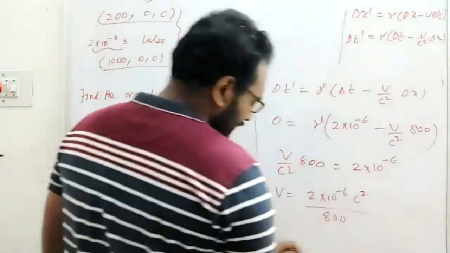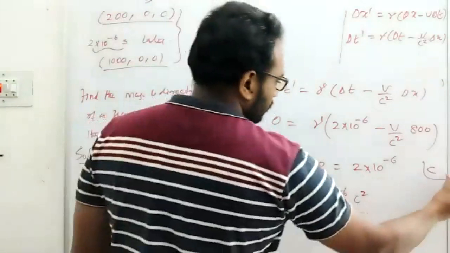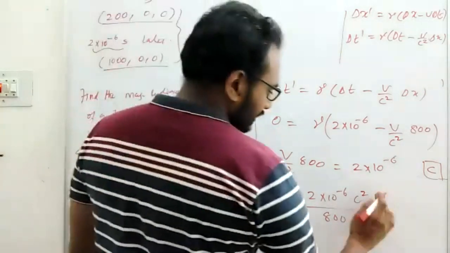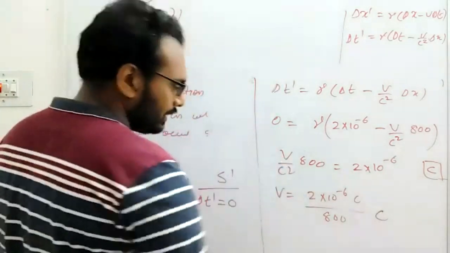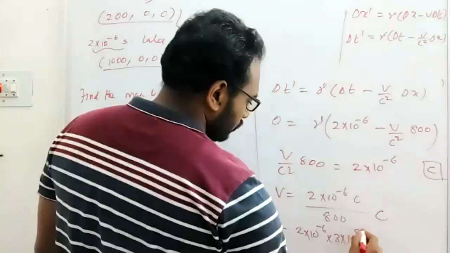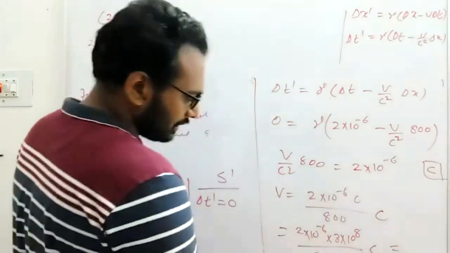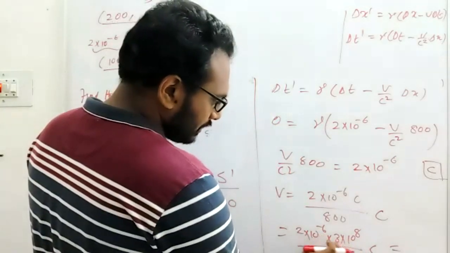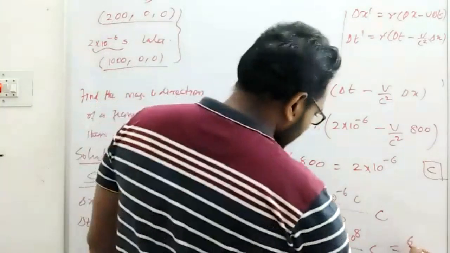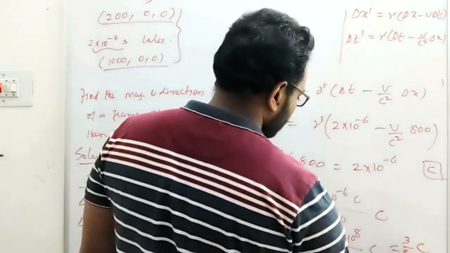So the options, right? Sometimes the options are given in terms of fractions of C, right? So at what fraction of the velocity of C does it move? So you can just write it as multiplied by C, okay? So this would be 2 into 10 raised to minus 6 into 3 into 10 raised to 8 divided by 800 C, okay? So now that's much more easy. You see that this is 10 raised to 2. So it's 6 by 8C, or it is 3 by 4C.